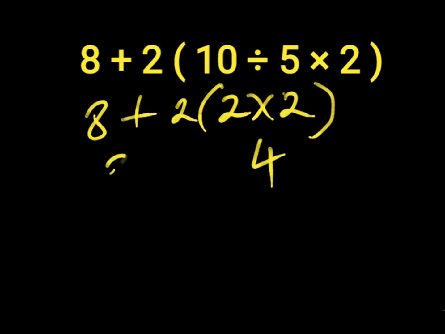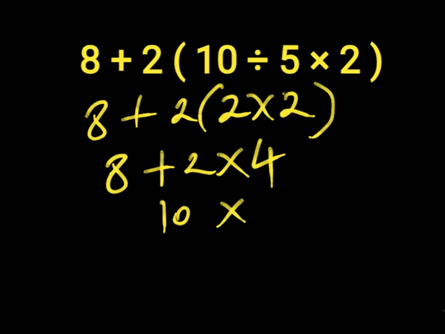Then we have 8 + 2 × 4. 8 + 2 will give us 10. Then 10 × 4 will give us 40.